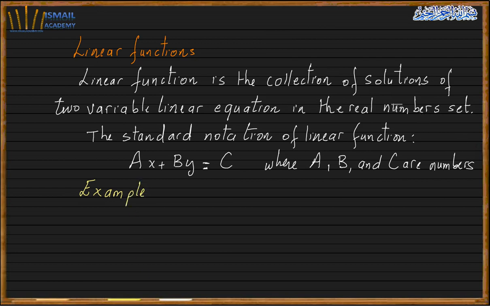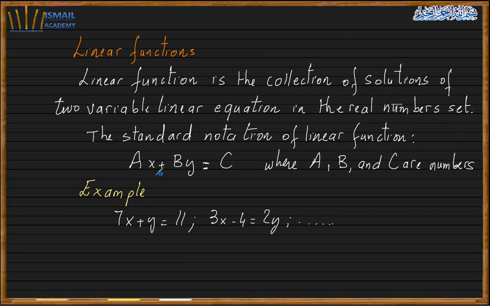It's like I'm giving you examples of two variable linear equations. So I think you got the idea. So 7x plus y equal 11. So this is a linear function. 3x minus 4 equal to y, and so on. So any form of two variable linear equations is called, from now on, a linear function.